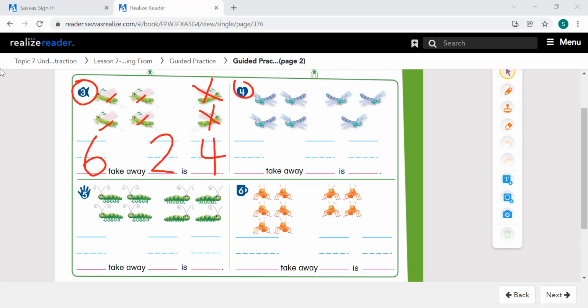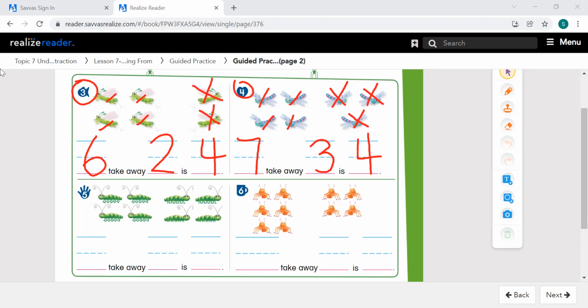All right, let's go to number 4. There are 7 dragonflies. So let's write 7 because there are 7 dragonflies in all. 3 fly away. Let's put an X on the ones that fly away because we're not going to count those. So 3 fly away. 7 take away 3 is how many are remaining? Let's count them. 1, 2, 3, 4. 7 take away 3 is 4.